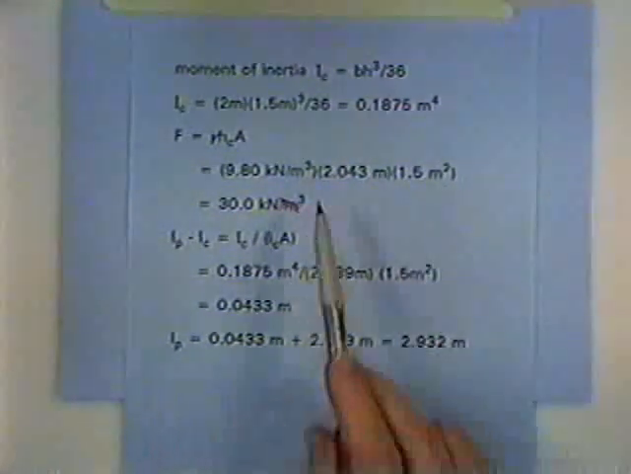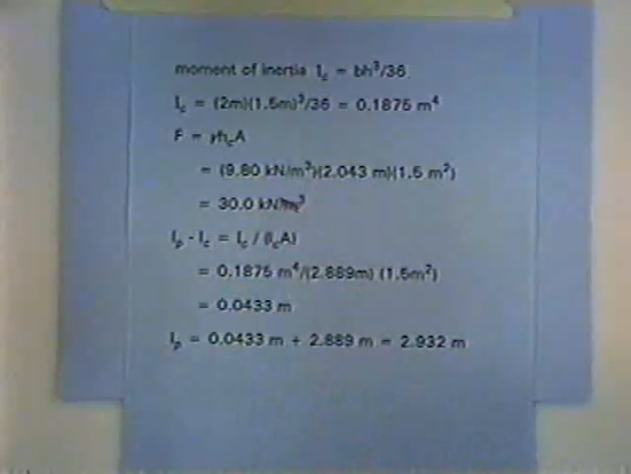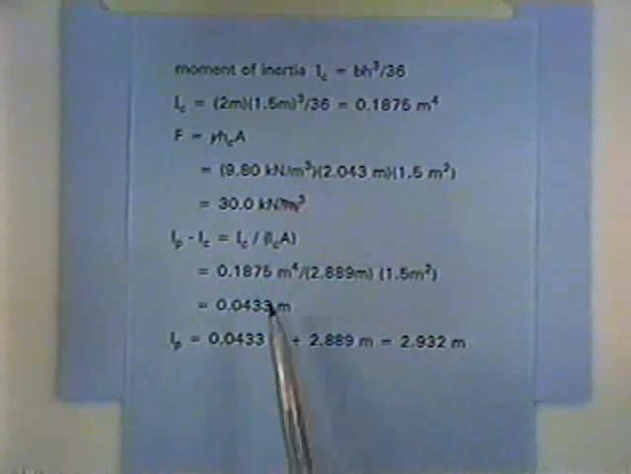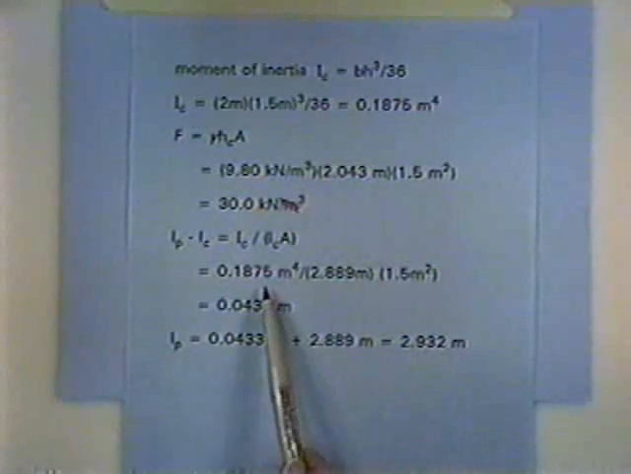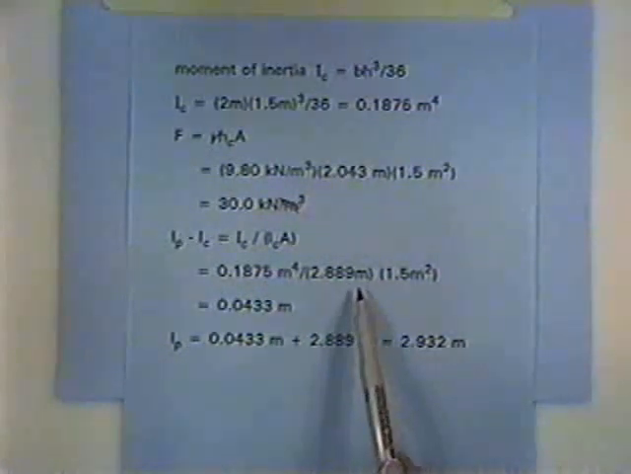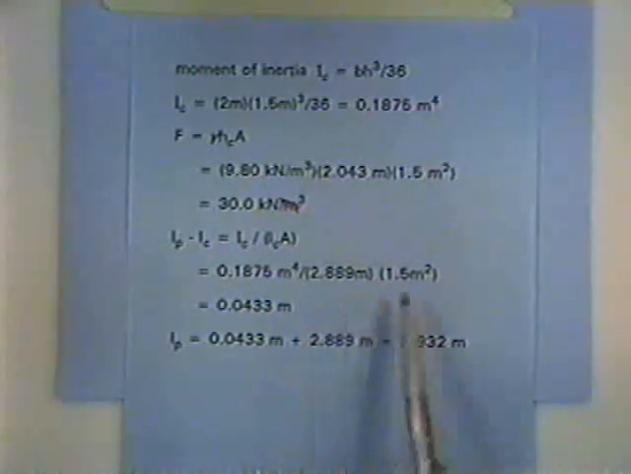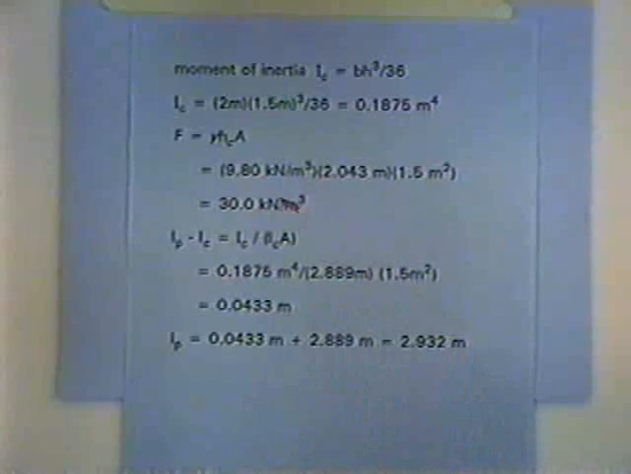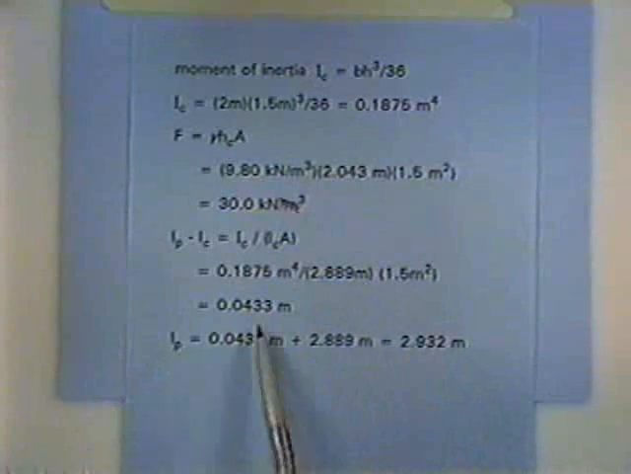That meter and that meter squared cancel out with that cubic meter. And then plugging our numbers in to get the location, L sub p minus L sub c is the moment of inertia, which we determined a value for above, divided by the L sub c, which we computed on the previous page, times the area we computed on the previous page. And so L sub p minus L sub c is 0.0433 meters.